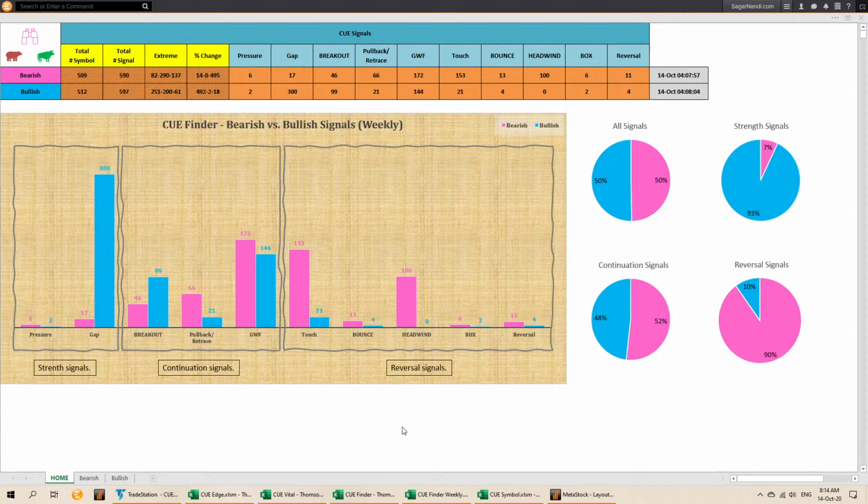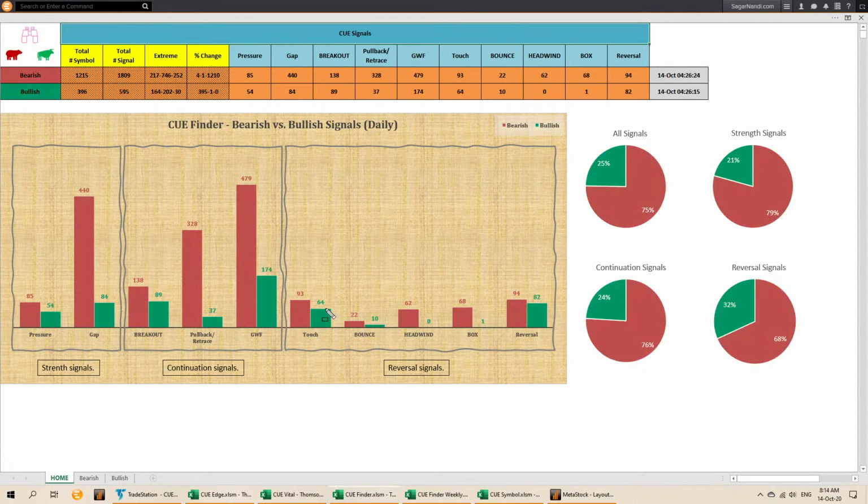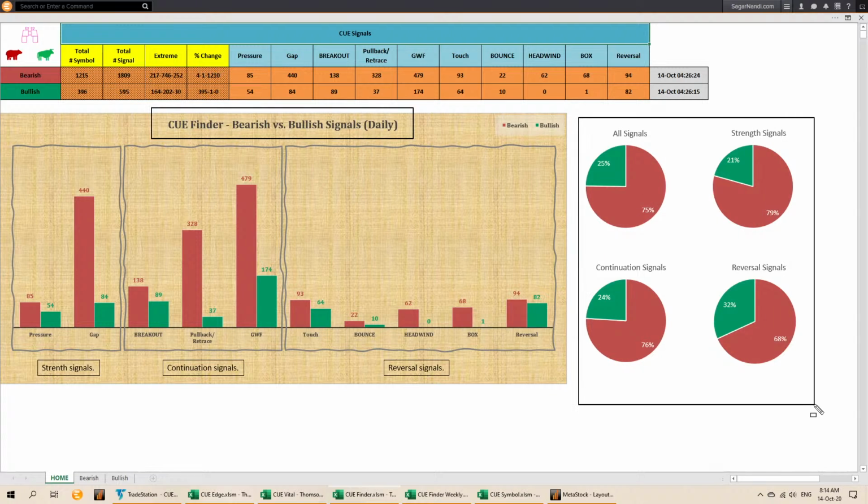Yesterday was more bearish. That is what we saw from QH, and if we look at yesterday's QFinder, that is also more bearish across all the categories, all signals, strength signals, continuation signals, and reversal signals.